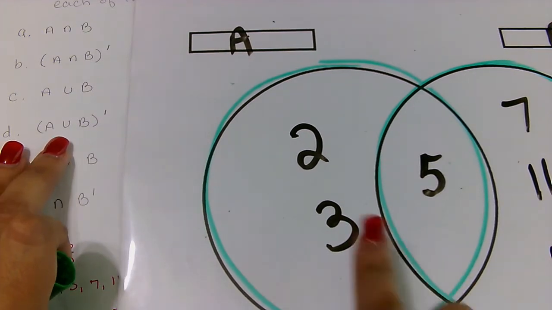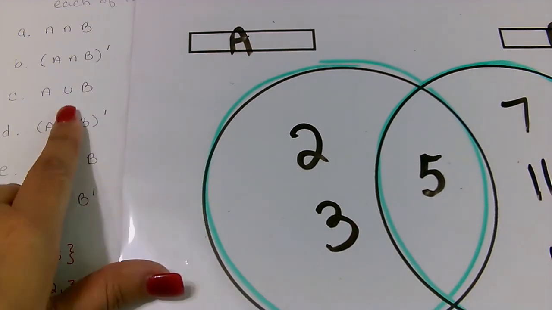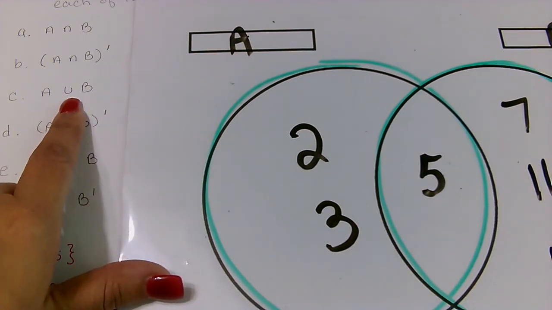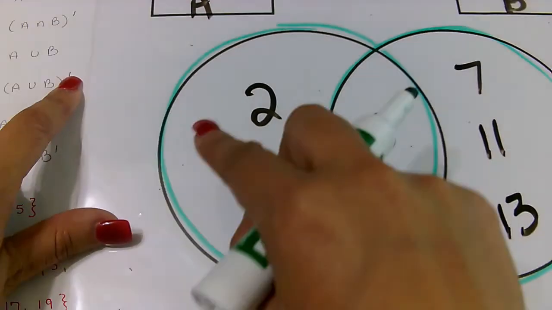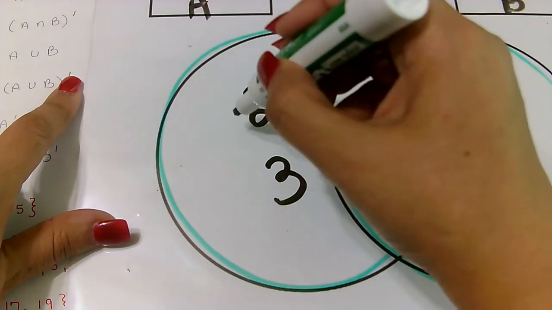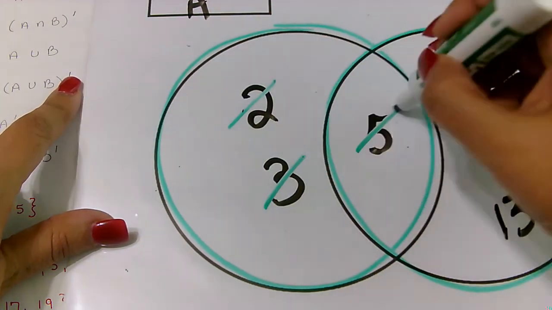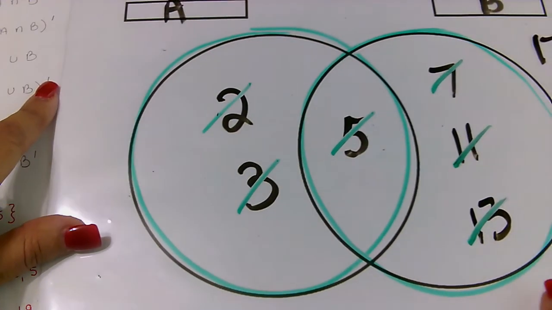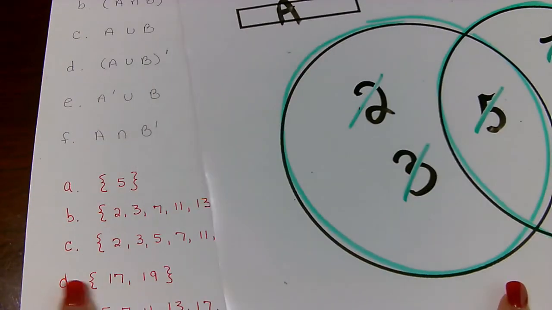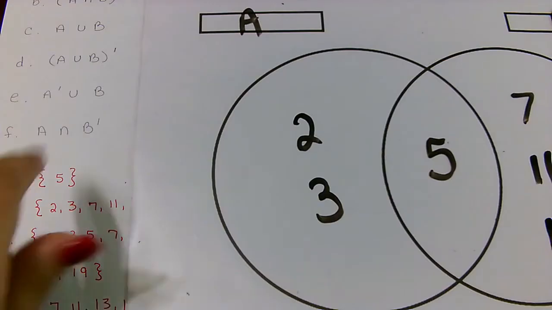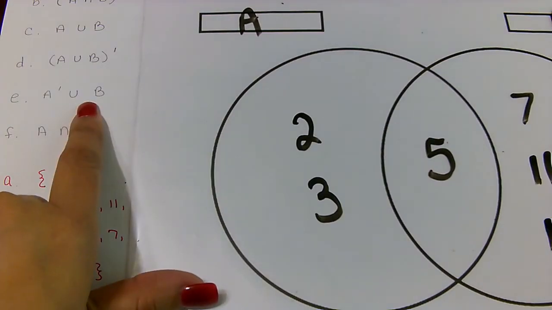For part D, you can see it's a continuation from part C. It says A or B, and then it has the not. So now what we're doing is we're taking everything in A or B, and we're scratching it off. The only thing left will be 17 and 19. So for D, it'll be 17 and 19. For E, it says not A or B.